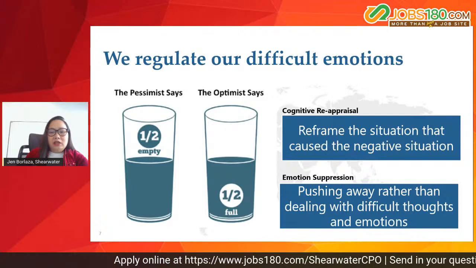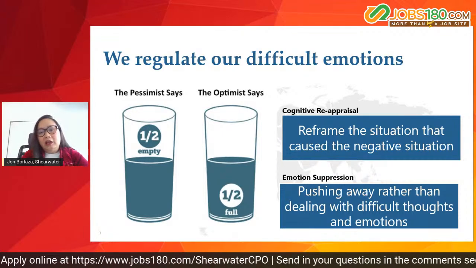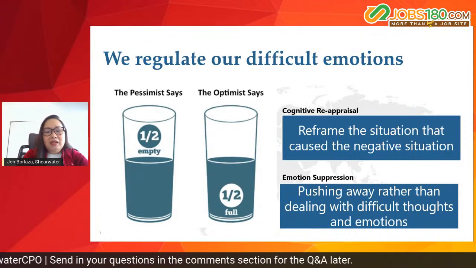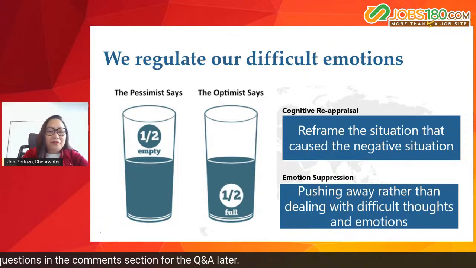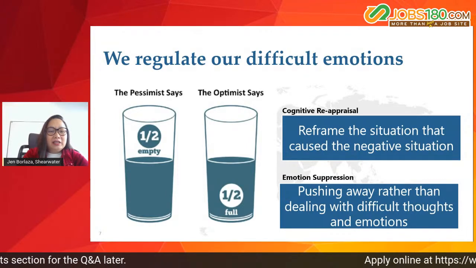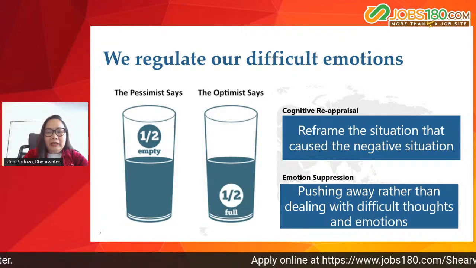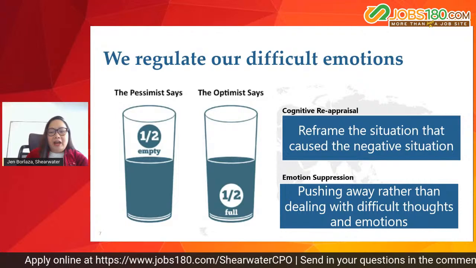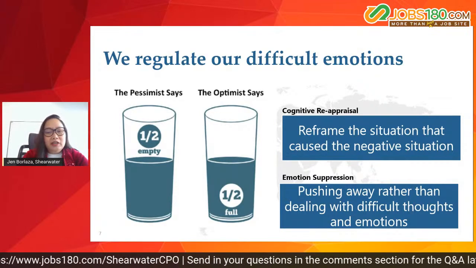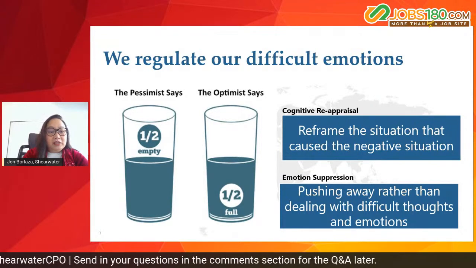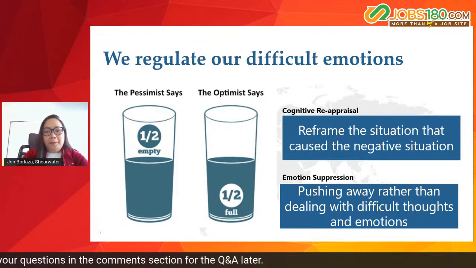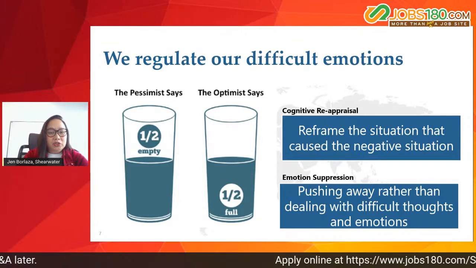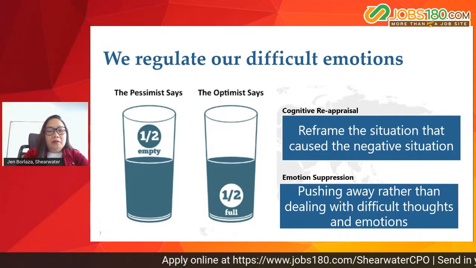There are two theories: cognitive reappraisal and emotional suppression. When you're faced with a certain situation, for example, in school, the professor gives you a surprise exam, you can always think of it as a glass half empty or a glass half full. In the cognitive reappraisal process, you would evaluate and interpret the situation and how you would view it. And if you are a pessimist, then you would be pushing away rather than dealing with the difficult thoughts and emotions. So let's move on.